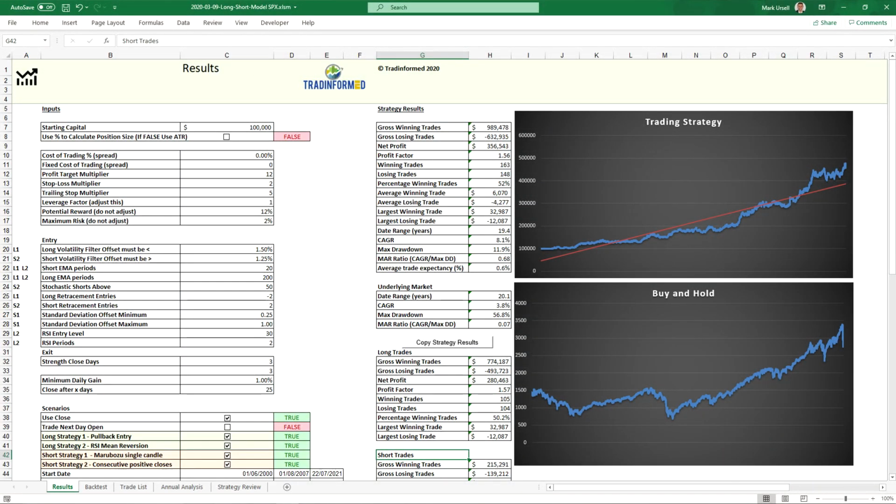So if I focus in here on the results page of the model, we can see we've got lots of different variables because we have 4 different strategies. We have our usual variables that you get in a TradingForm backtest model, and we have our different scenarios which we can switch on and off in order to test the different strategies.